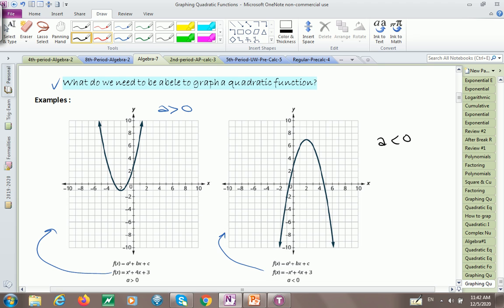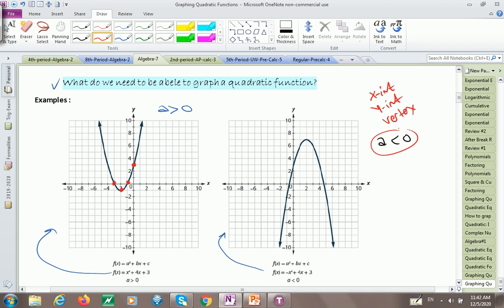Also, to be able to graph this, we have two x-intercepts as well. You see, those points should be known, two of those. And the vertex point has to be known. Also, the y-intercept right over here. So we have to know the x-intercepts, y-intercept, vertex, and also whether a is positive or negative.